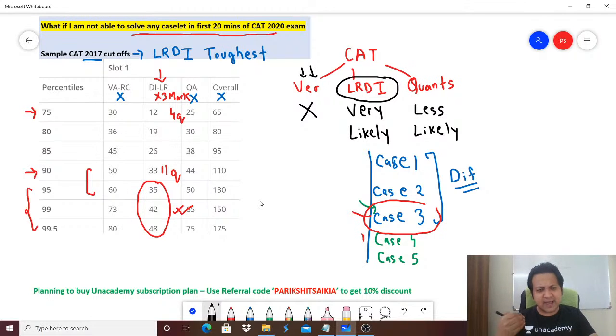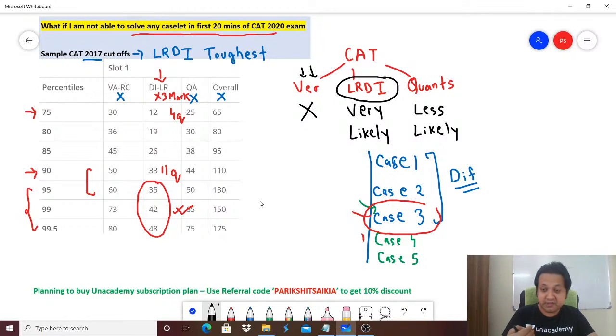In CAT 2019, there are a lot of questions where, even without solving the caselet, probably one question out of the 4 questions you can take. Is there such a question? If yes, please try to solve that specific question in the caselet and try going to the next caselet.